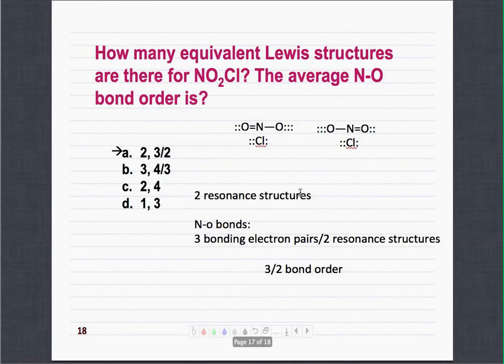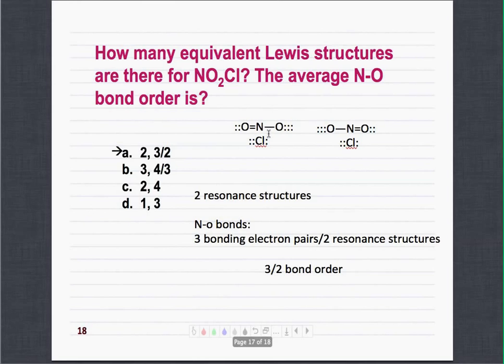Because chlorine doesn't do double bonds, it would do only a double bond if it is in a hypervalent compound. That means it is the central atom, which is not the case in here. So the right Lewis structure is NO and the Cl. So that's the Lewis structure.